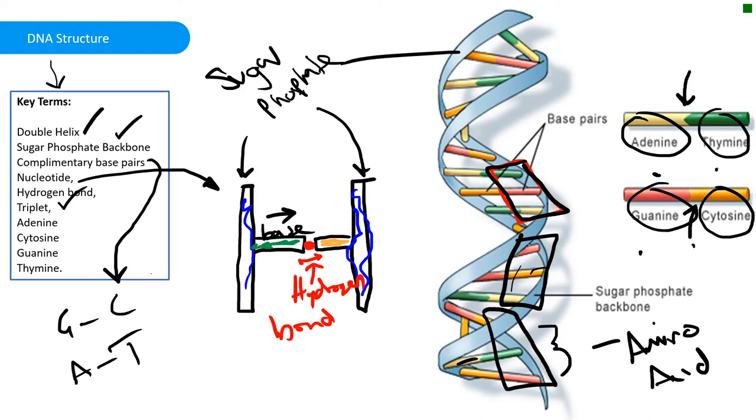And hopefully I don't really need to go into those key terms, but adenine, cytosine, guanine and thymine are your bases, and they match up in a complementary style, C with G, A with T. Okay.